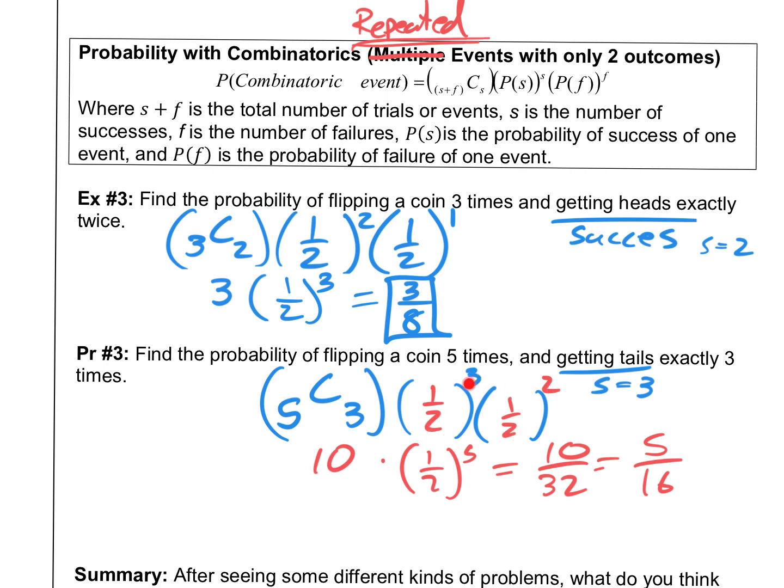Well, these are exactly the same, so you could just add exponents. That's like saying 1/2 to the fifth. 1 to the fifth is just 1. So 1 times 10 is 10. But 2 to the fifth is 32, so that's where that comes from. And then you could reduce this by 2 and get 5 out of 16. So the answer here is 5 out of 16.